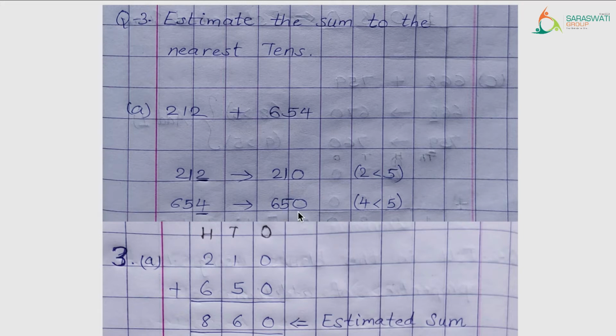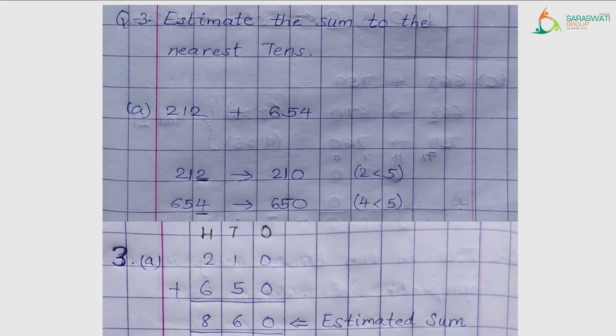Now we have to add these two rounded off numbers, right? So noting down the places over here and then writing the numbers: 210 add 650, the rounded off numbers that we got. And when we add these two numbers, the estimated sum will be 860, right? So we have mentioned that over here. The estimated sum is 860. So students, in this manner solve the remaining sub questions in question number 3.